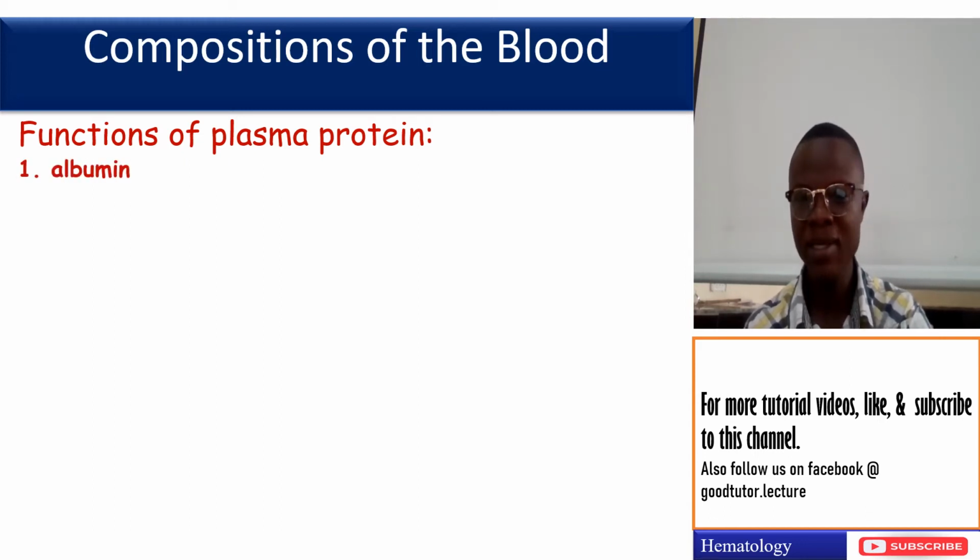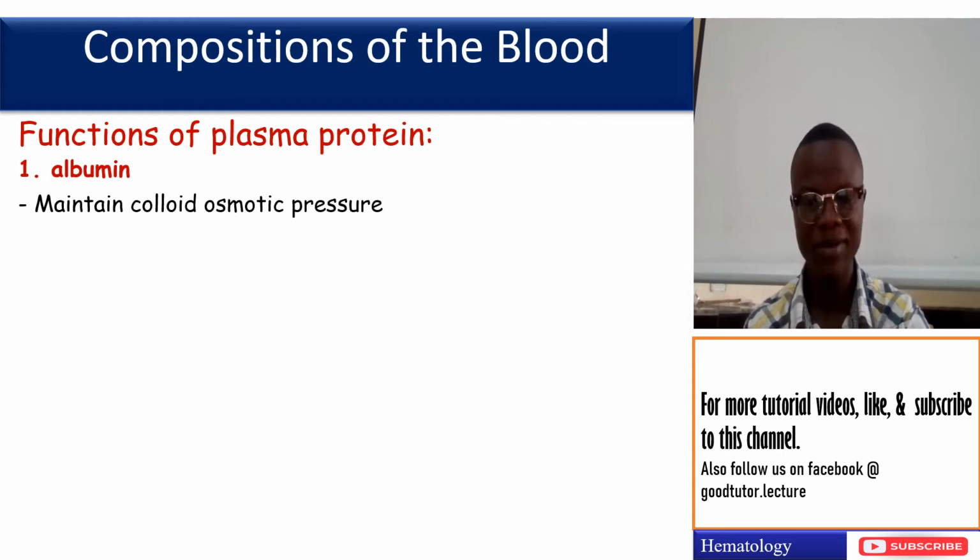First, we'll look at the albumin. The albumin helps maintain the colloid osmotic pressure. This big term, colloid osmotic pressure, just primarily refers to the pressure that is brought about by the proteins that are found within the blood. This pressure helps regulate or control the accumulation of fluid in the interstitial space.